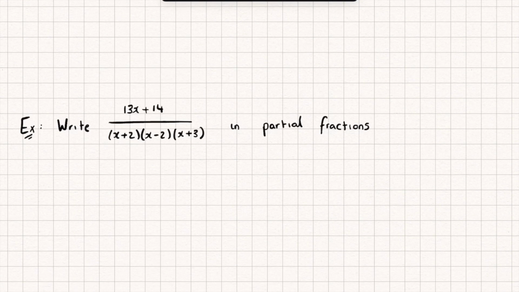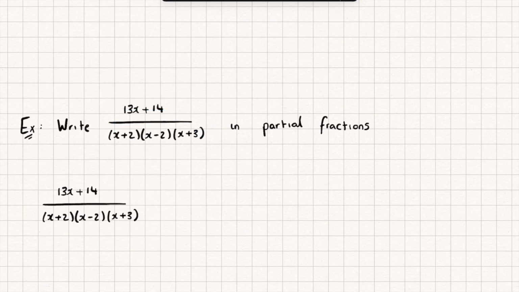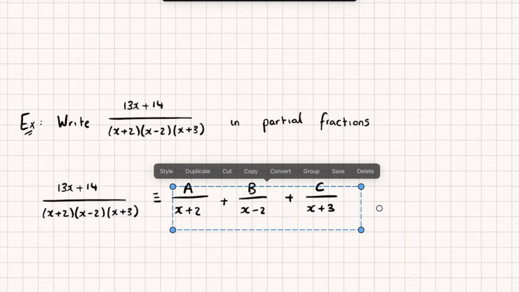Now this example might look a bit trickier, but actually it's going to be the exact same process. So the first thing I'm going to do is bring this down, just so I've got a bit more space. And I'm going to say, what things would I need to sum together to give me a fraction with these 3 linear terms multiplied together on the denominator? Well, it would have to be something over x plus 2, plus something else over x minus 2, plus some other unknown over x plus 3, right? And these two things I'm going to say are identical. This is an identity.